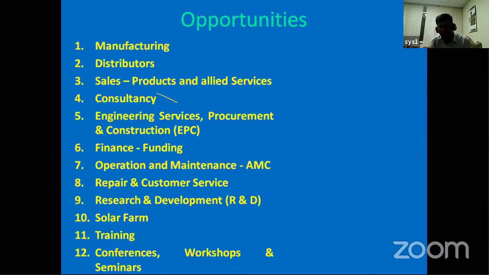Everything will come under AMC or repair or replacement of a small non-working part, up to 25 years. Think how much opportunity is there in this business: customer service, simple customer service.